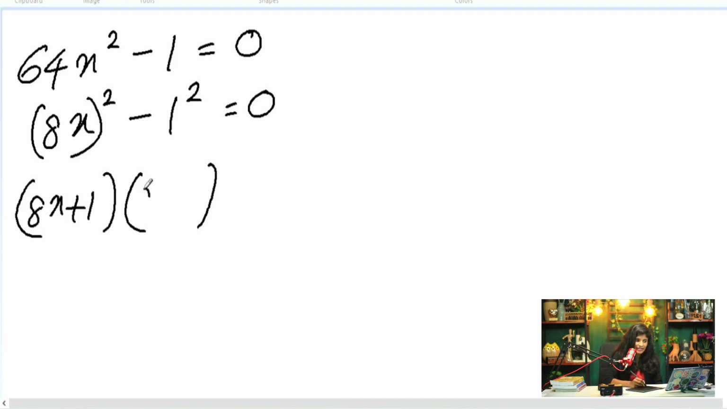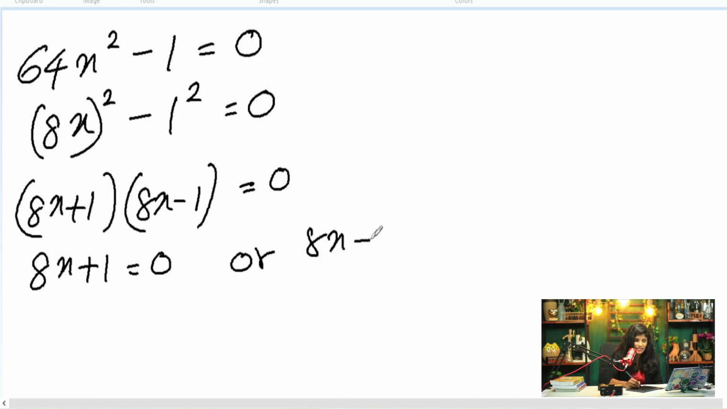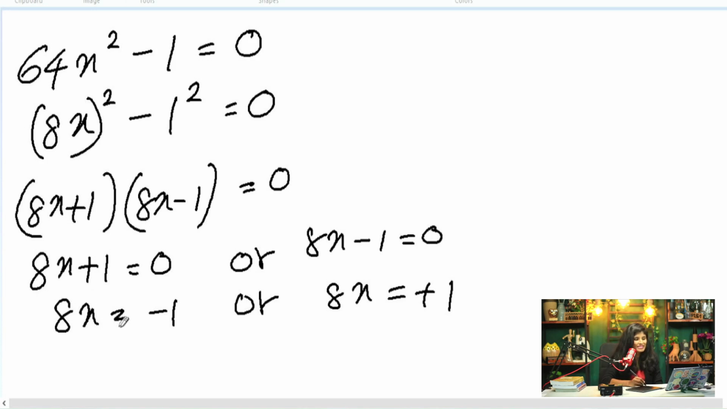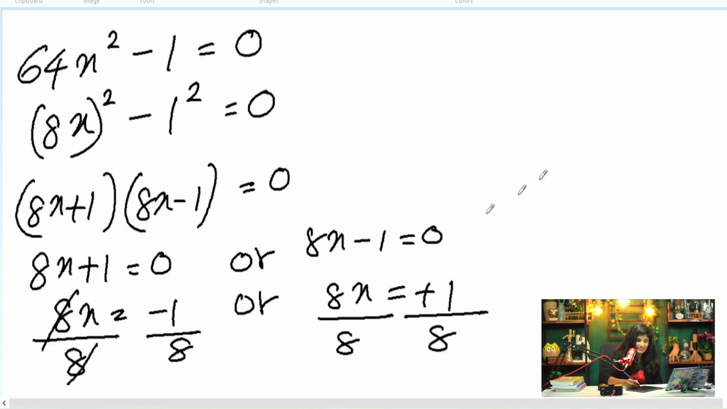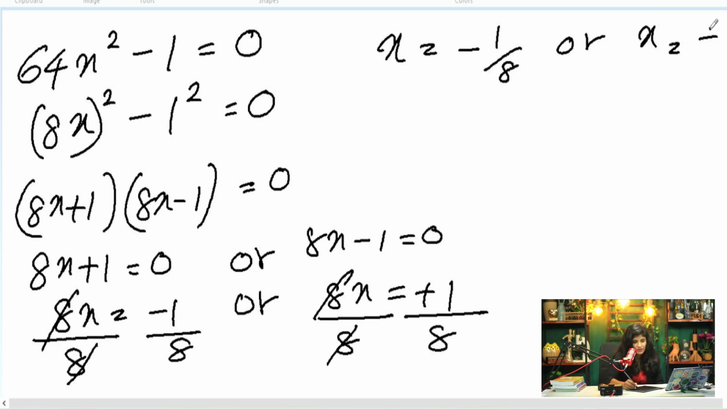So my two factors are 8x plus 1 and 8x minus 1 equals 0. So 8x plus 1 equals 0 or 8x minus 1 equals 0. Then 8x equals negative 1 or 8x equals positive 1. So dividing both sides by 8, 8 and 8 are cancelling out. Then x equals negative 1 over 8 or x equals positive 1 over 8. That's it. Very easy.